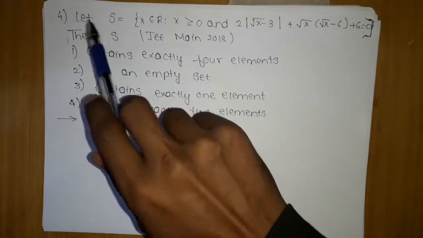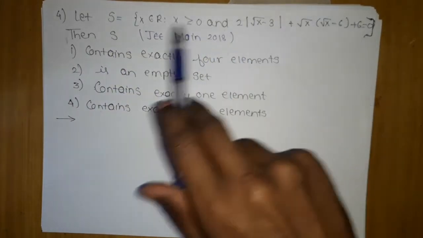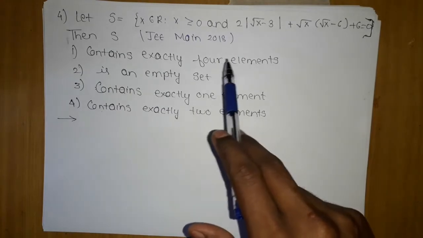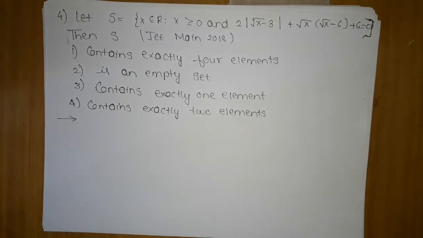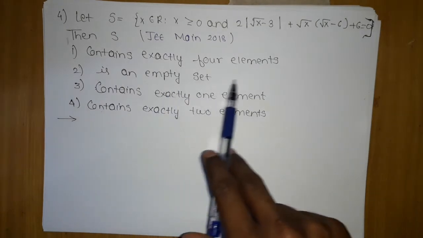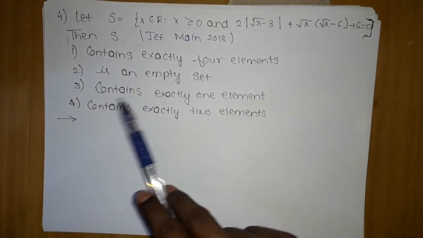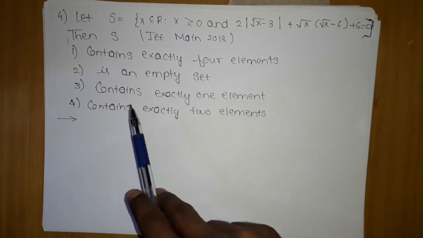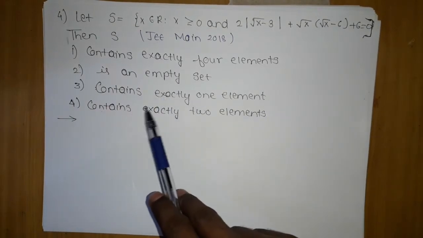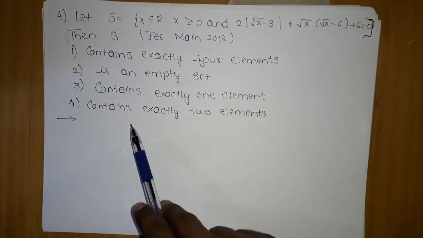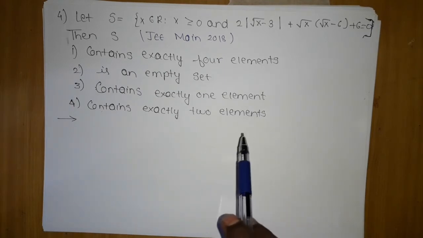So this set S is in roster or tabular form. The first option is contains exactly 4 elements, the second option is an empty set, the third is contains exactly 1 element, and the fourth option is contains exactly 2 elements.